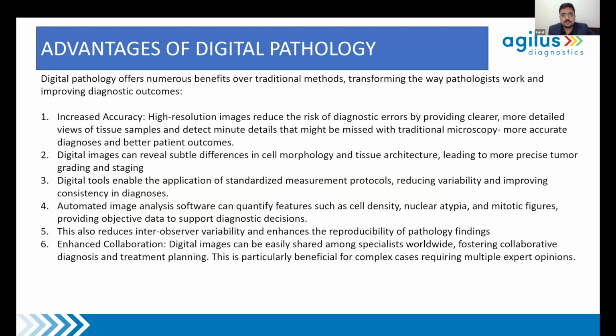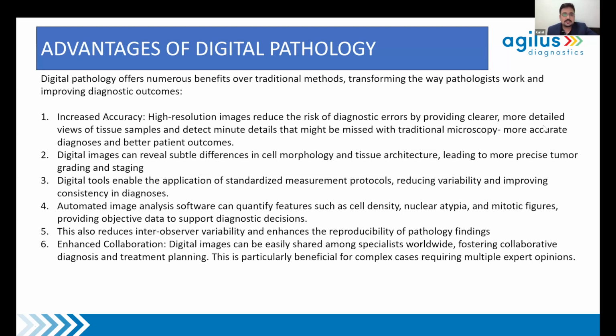Now, coming to what are the advantages of digital pathology? So, digital pathology offers numerous benefits over traditional methods. It transforms the way pathologists work and improves the diagnostic outcomes. Number one is increased accuracy. With high resolution images, they reduce the risk of diagnostic errors by providing clearer, more detailed views of tissue samples and detect minute details that might be missed with traditional microscopy, thereby providing a more accurate diagnosis and better patient outcomes. Also, digital images can reveal subtle differences in cell morphology and tissue architecture, leading to more precise tumor grading and staging. Digital tools enable the application of standardized measurement protocols, reducing variability and improving consistency in diagnosis.